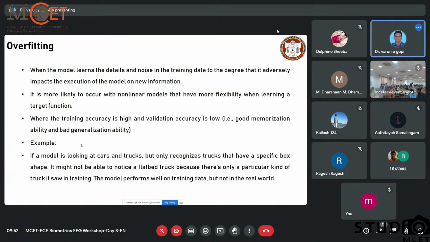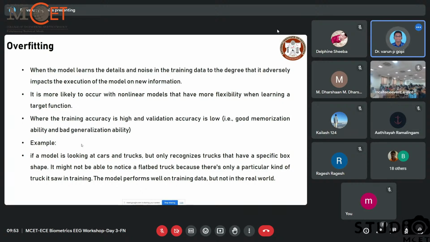So next is overfitting. This is when the model learns details and noise in the training data to a degree that it adversely impacts the performance of the model on new information. A simple example is when the training accuracy is high and the validation accuracy is low. That is the problem with overfitting. The training accuracy is better, which means good memorization ability, but bad generalization ability because the validation accuracy is low.